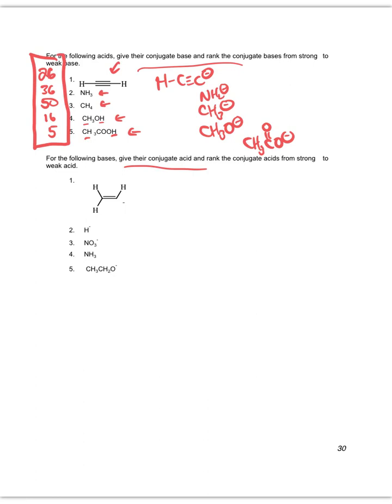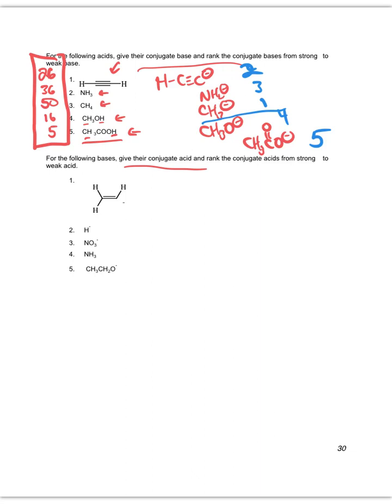So the strongest acid, the carboxylic acid, is going to have the weakest conjugate base. So to rank bases, this is going to be the weakest. Then from it, methoxide, then the amide ion, then the acetylide, and the strongest base is going to be the CH3 minus, or the conjugate base of the weakest acid.